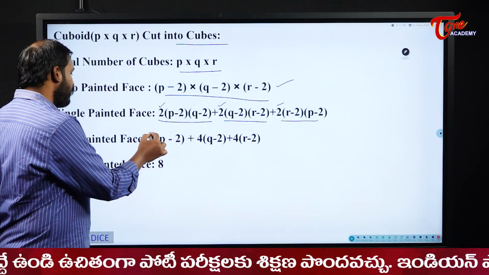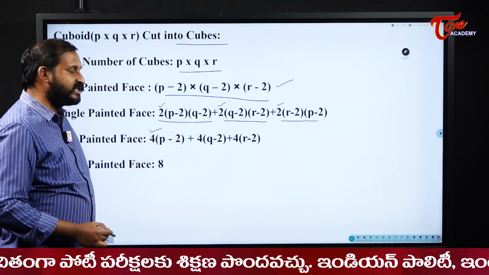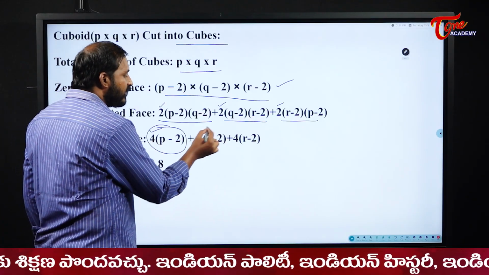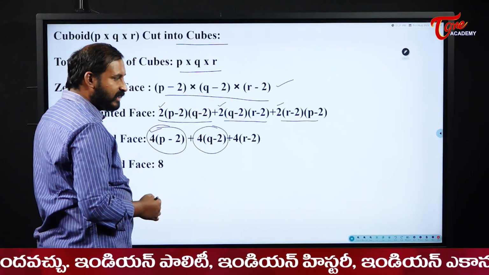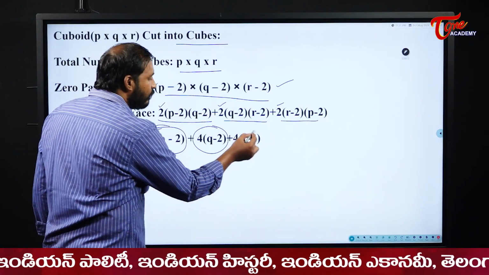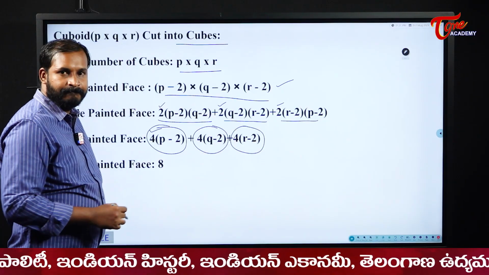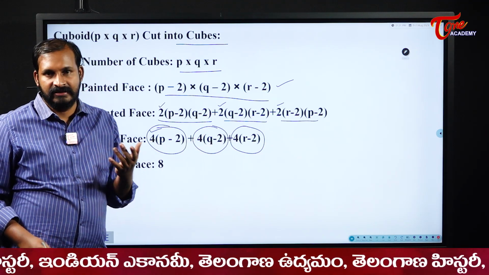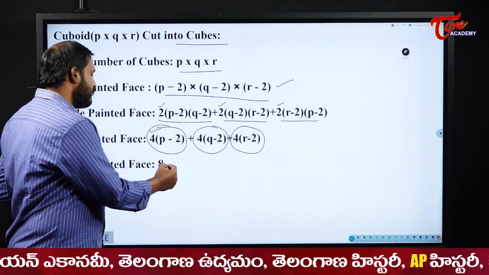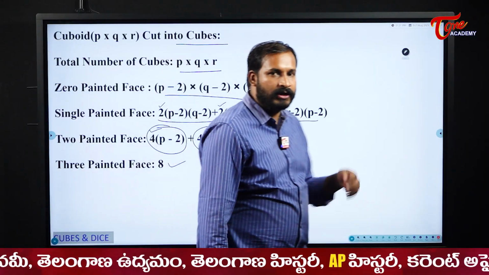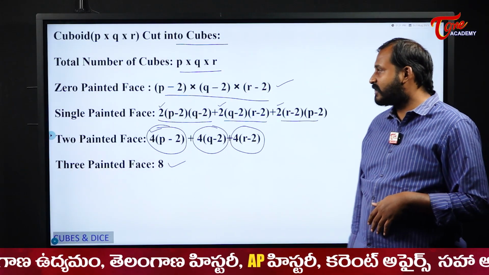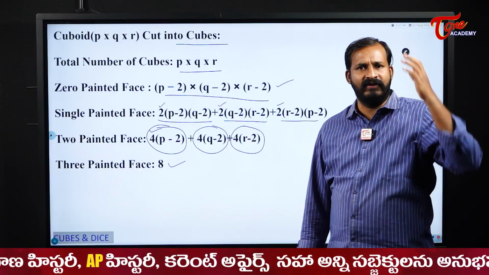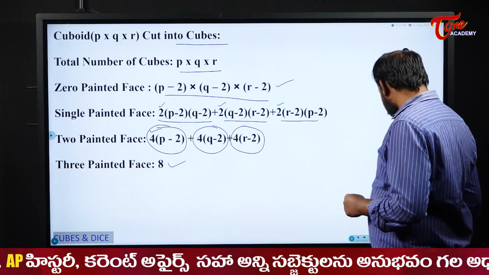Now, two sides painted: 12 edges. So 4 edges with length, 4 edges with breadth and 4 edges with height. Three faces painted always remains the same, whether it is a cube or a cuboid, it doesn't matter. Those are 8 in number. Understood, students? This is very, very important for us.